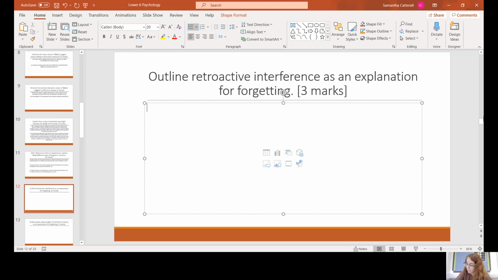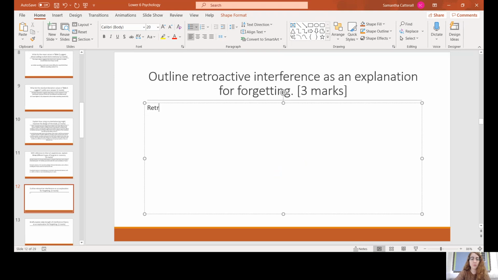To help you remember, retro means old, so it affects the old stuff. So retroactive interference is when new information disrupts the old memories. That's essentially what it is. That's what you should be writing. In fact, I'll start writing that now.